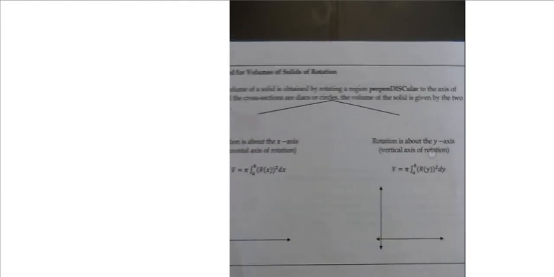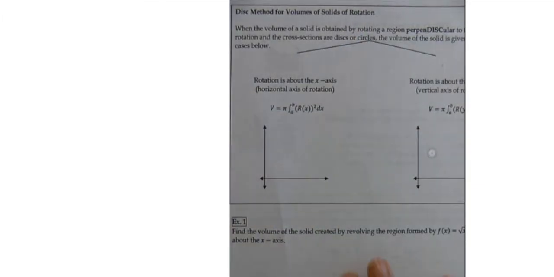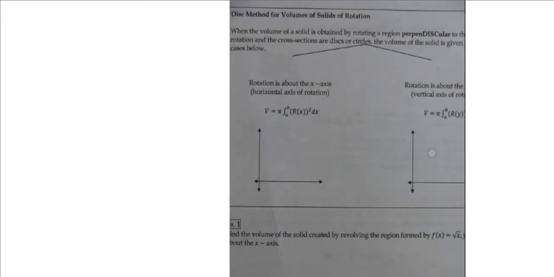So the disk method is what this is called. There's another method we'll learn in a couple of days. Today we're going to look at disk. Again, revolution or rotation. This is a fun way to memorize it: your rectangles have to be perpendicular to the axis of rotation.